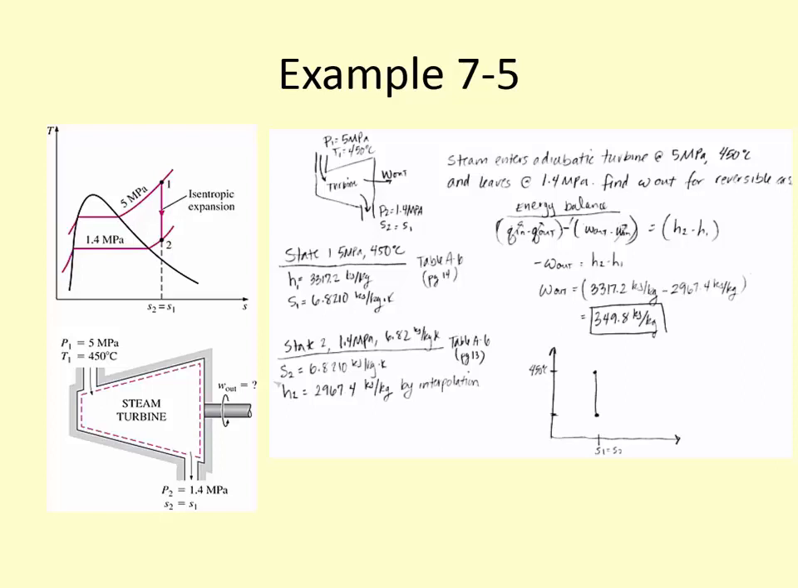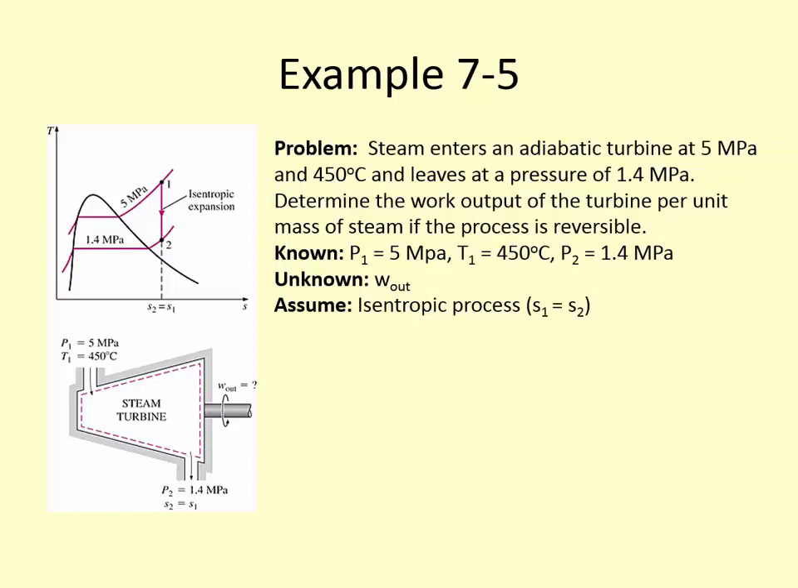Down, because our temperature is decreasing from T1 to T2. We're removing some of the energy from the steam. It's just a straight line down. An isentropic process on a TS diagram is going to be a single line like that.